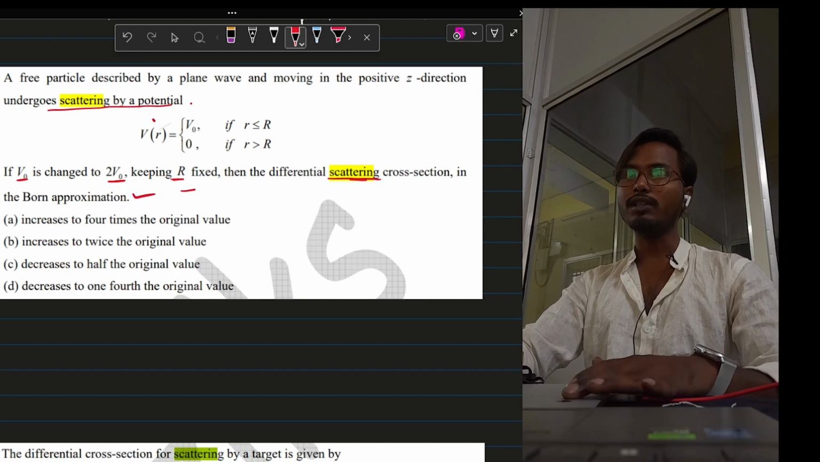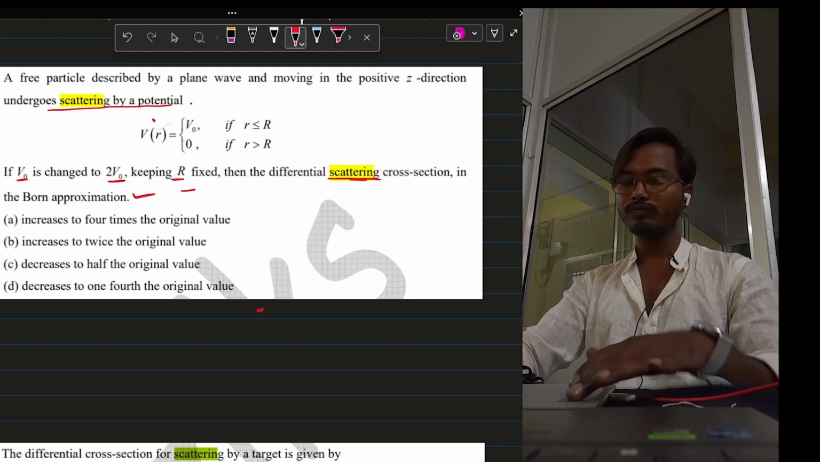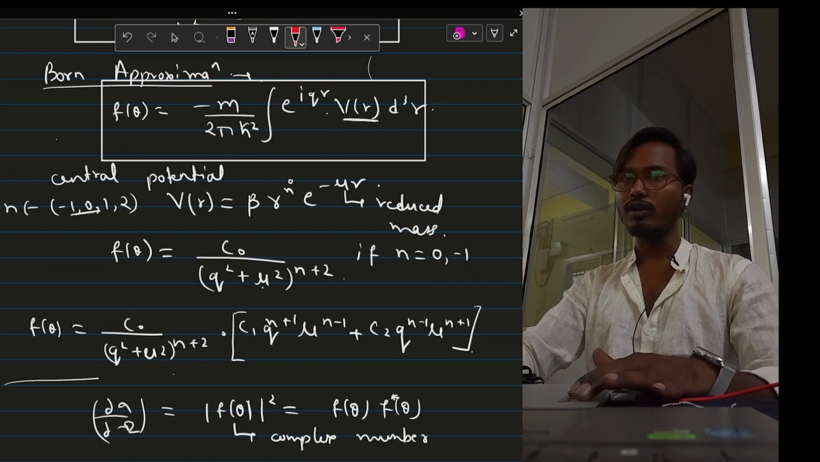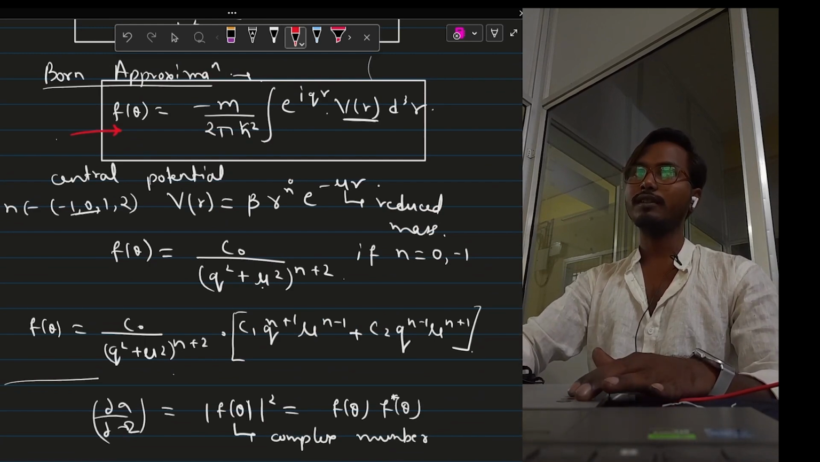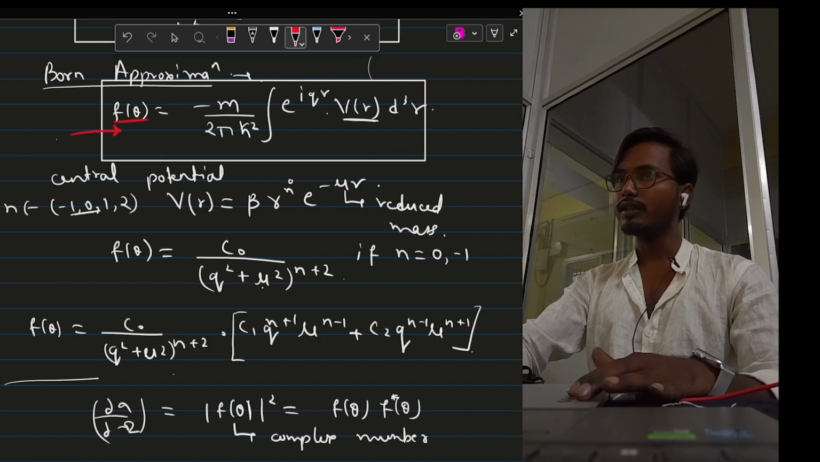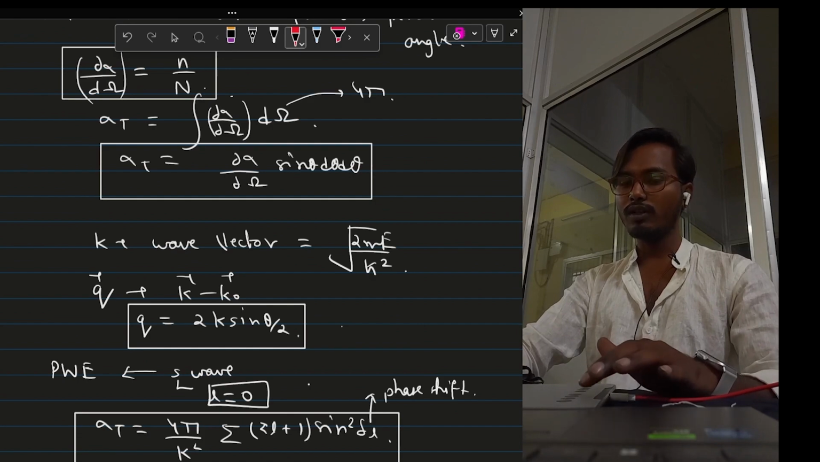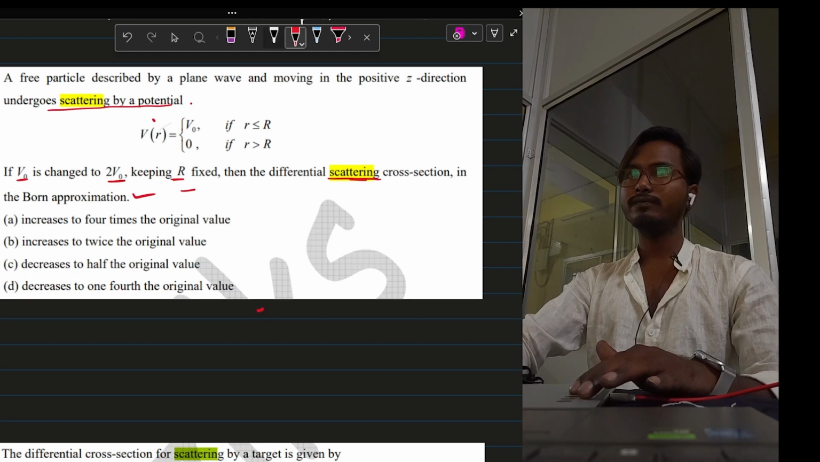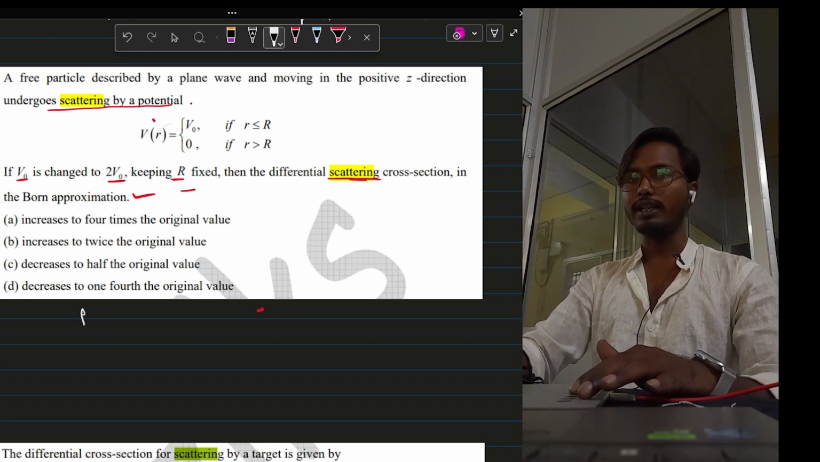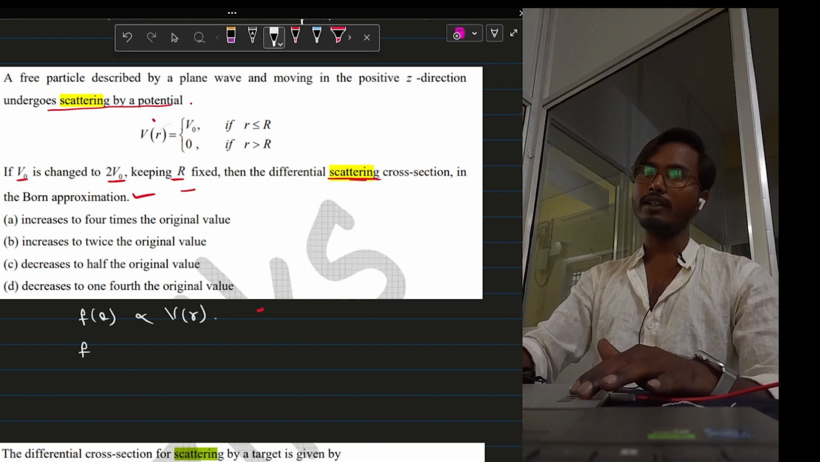So for the Born approximation, we already know this formula, and this f of theta depends on V of R. If all other things are the same, we can say for our discussion that f of theta depends on V of R. If V of R changes, then f of theta also changes. If you put 2V naught instead of V naught, these things change.